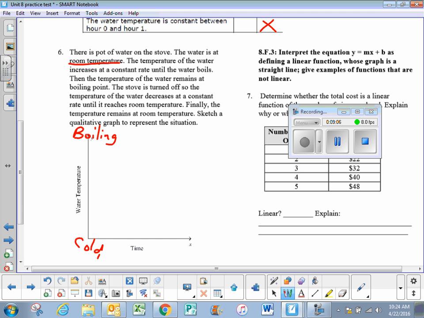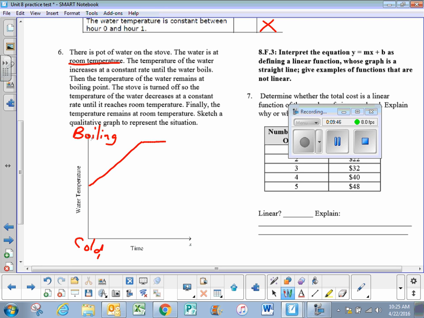The water's at room temperature, and it increases at a constant rate until it boils. Okay? So your water is going to keep increasing at a constant rate, which should be straight, until it boils. Then what's going to happen? How long does it boil? It doesn't say, does it? Boiling? Well, what is boiling? Because once it starts boiling, it's going to stay at that temperature.